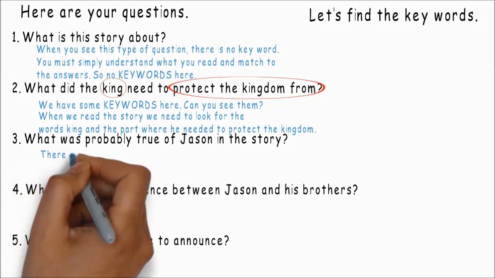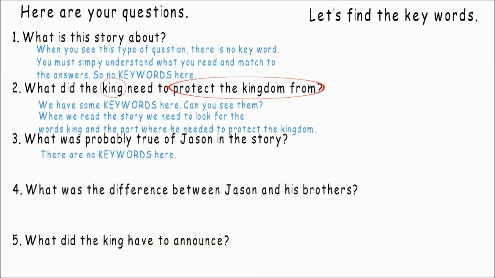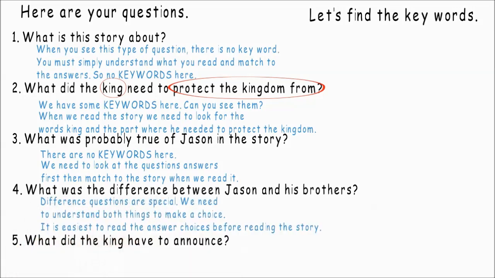There are no keywords here. We need to look at the question's answers first and then match the story when we read it. Question number 4. What was the difference between Jason and his brothers? Difference questions are special. We need to understand both things to make a choice. It is easiest to read the answer choices before reading the story.